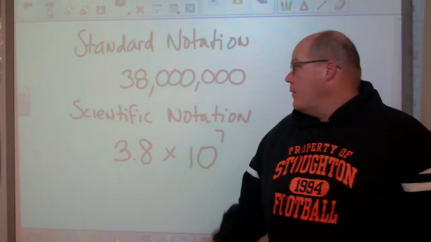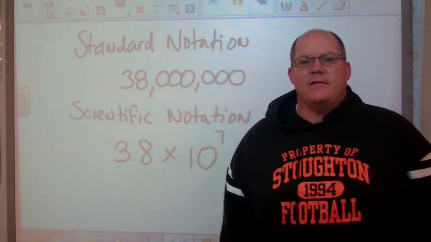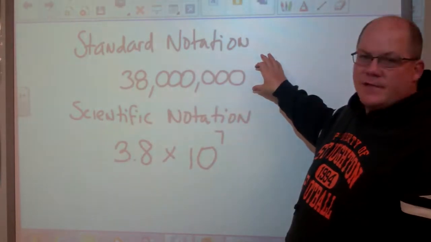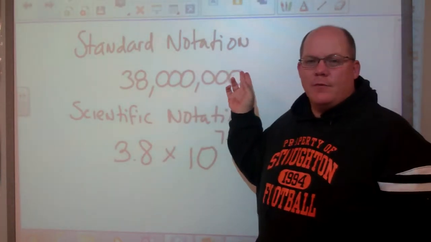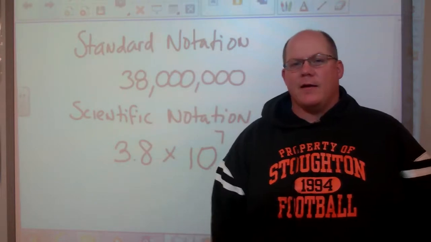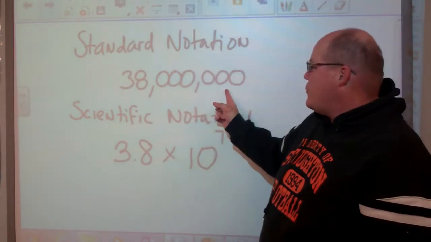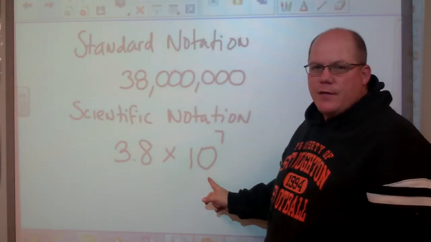Alright guys, we're going to talk about standard notation versus scientific notation. Here's an example of each. So this is standard notation. This is what we typically see numbers listed as, the standard way of writing numbers. This is scientific notation. So we've changed this number into this.